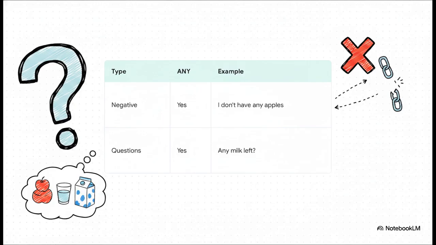And for genuine questions, it works the exact same way. Getting to know a new coworker, you might ask, "Do you have any brothers?" You're not assuming they do. You're leaving the door wide open. So just remember, positive vibes and polite offers get some, while boundaries, negatives, and open-ended questions get any.